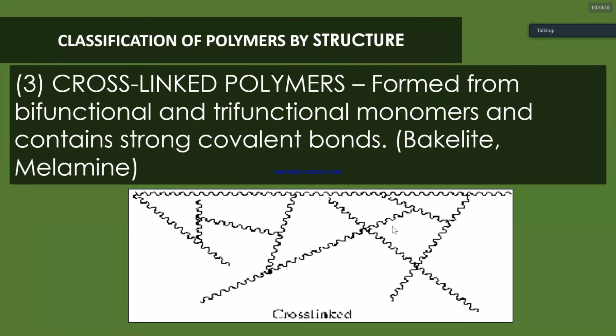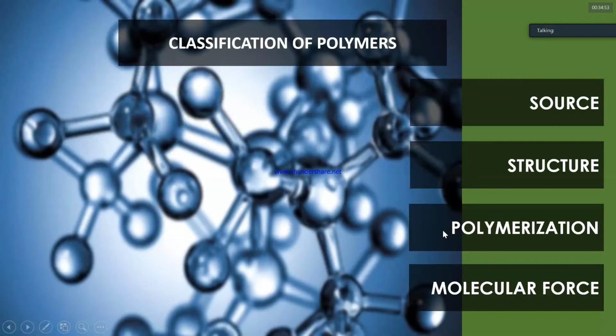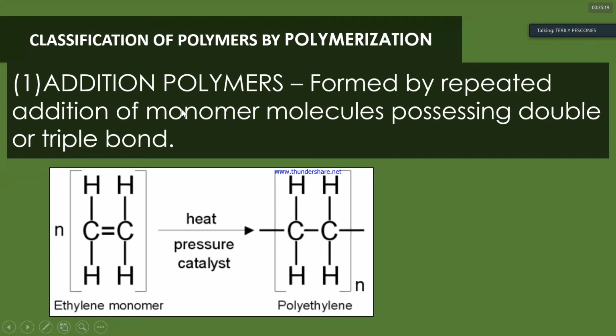Okay, so next. What was under structure again? Okay, structure we have what? The linear, the branch, and the cross link. Okay, next, we go to polymerization. So we're done with the source, we're done with the structure, then we go to polymerization. So under polymerization, one is we have the addition polymers. Addition polymers are formed by repeated addition of monomer molecules possessing double or triple bond.